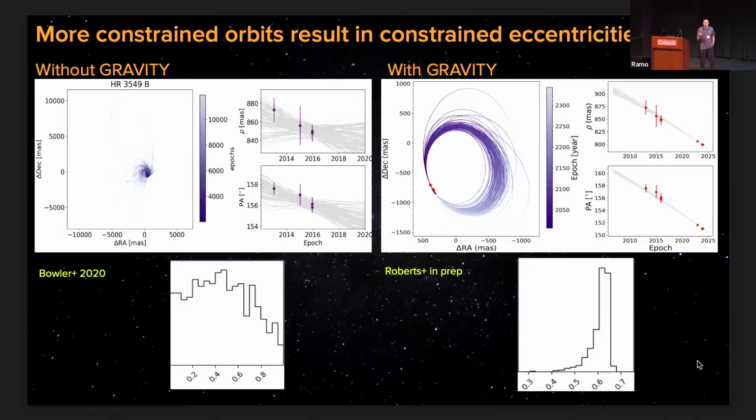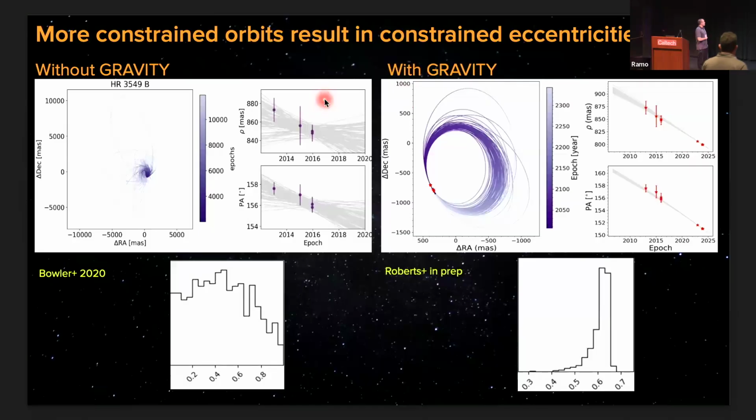We do this thing called orbit fitting. We've heard about it before in previous talks, but what's really cool about what I've done is that by using GRAVITY, when we include GRAVITY data in the orbit fits, the orbit itself is much more constrained than it otherwise would have been.